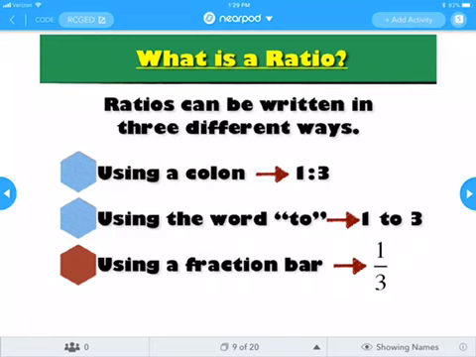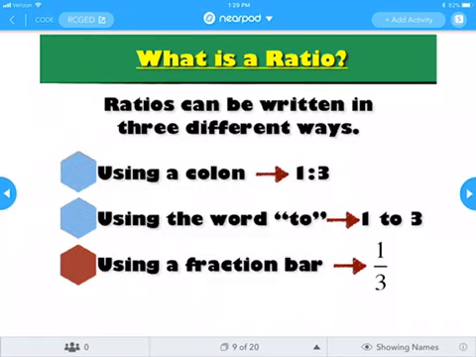And there are 3 different ways that a ratio can be written. As you can see here, you could use a colon. So again, if we were still comparing the red shapes to the blue shapes, it would be 1 to a total of 3. Or you could use words, the word "to," indicating that you're talking about a ratio. And lastly, you can use a fraction bar.